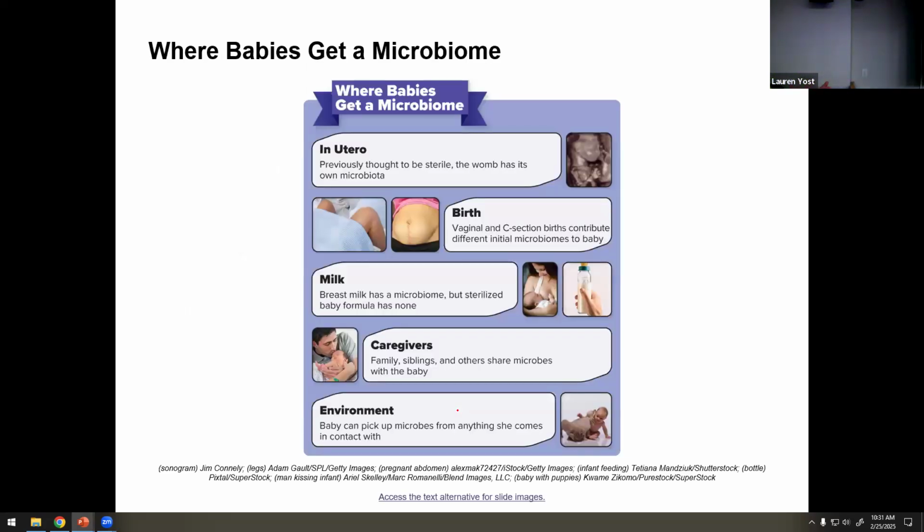So where do we get the biome that's going to be taking up our stadium seats for us? We think there's some colonization that just happens from being in the uterus. It isn't a sterile environment, so you will have some introduction from the mother's biome just in her uterus. But most of your biome is going to get introduced through the steps that come after that. The first biggest exposure that you're going to have is through the birth canal.